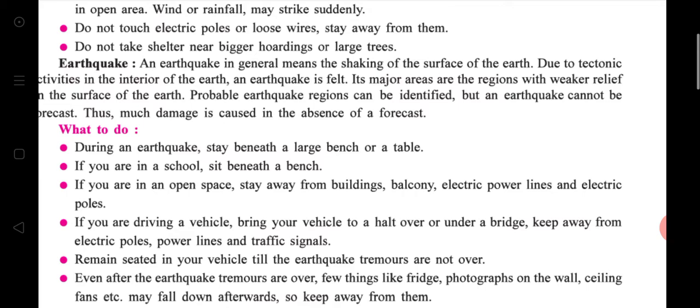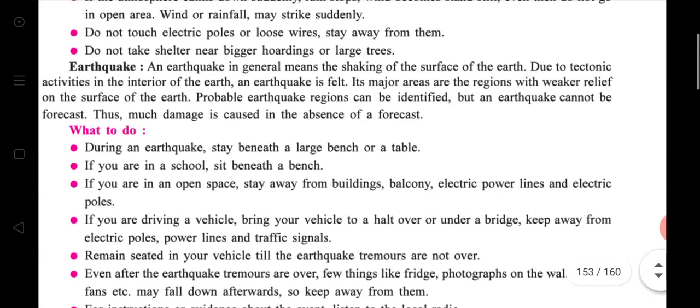Now, earthquake is also a natural disaster, a natural induced disaster. Earthquake is the general shaking of the surface of the earth. Due to tectonic activities in the interior of the earth, the earthquake is felt. Its major areas are the regions with the weaker relief on the surface of the earth.